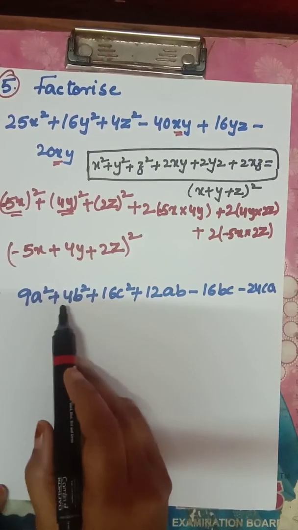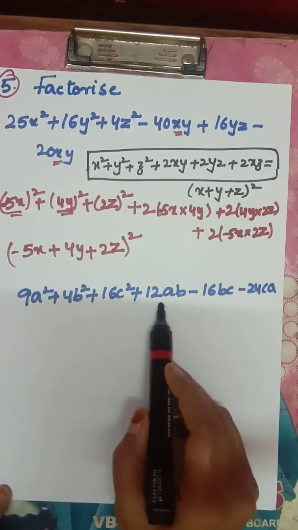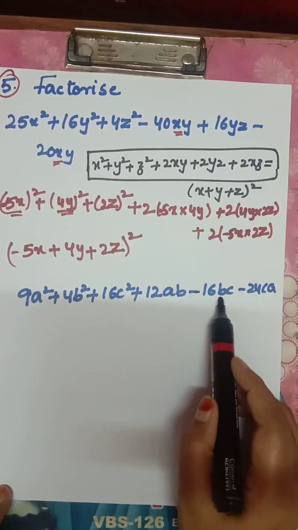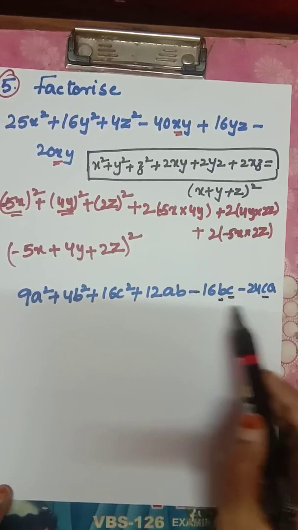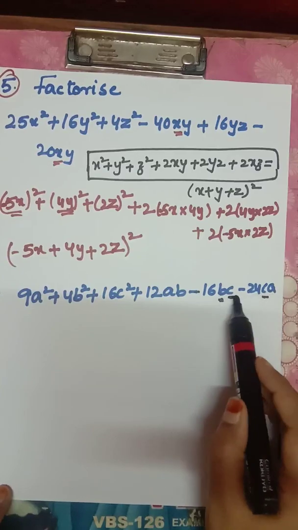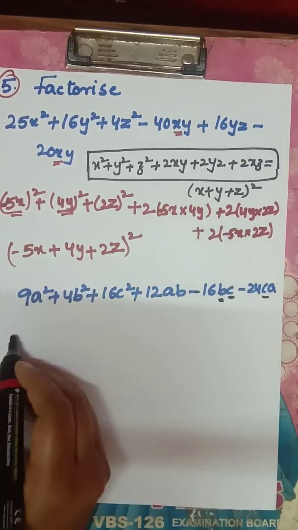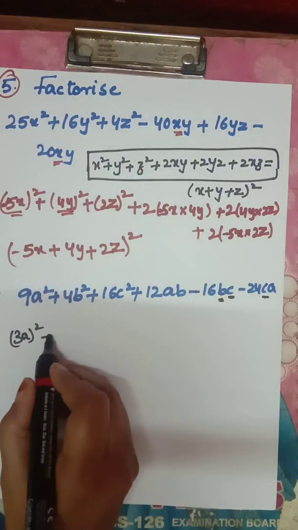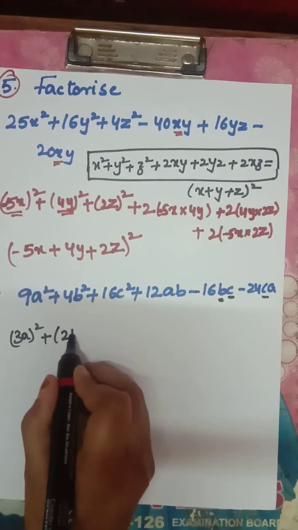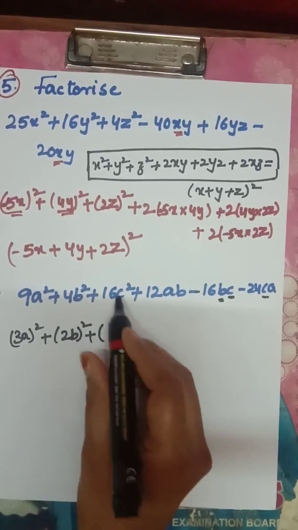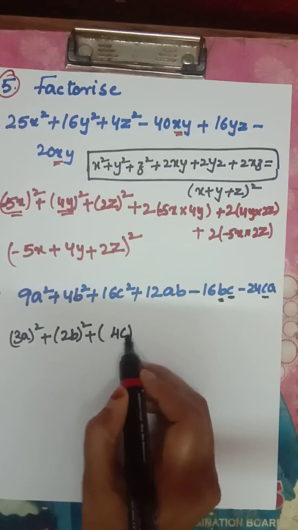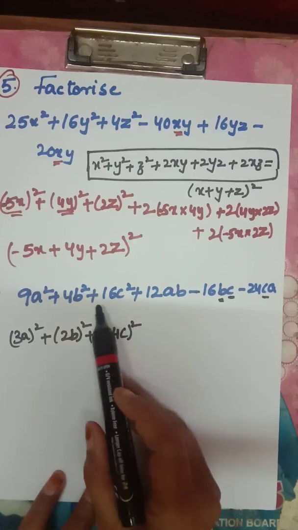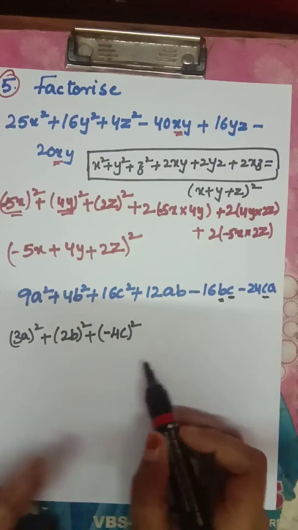Next problem, 9a square plus 4b square plus 16c square plus 12ab minus 16bc minus 24ca. See, minus is here where c is there. Okay, for b it is not there, a it is not there. That means c is negative here. I can write 9a square as 3a whole square. Same formula, above formula. Plus 4b square, I can write it as 2b whole square. Plus this is 4c whole square, this is minus 4c whole square. Minus into minus becomes plus here. But when it comes here, it becomes negative.